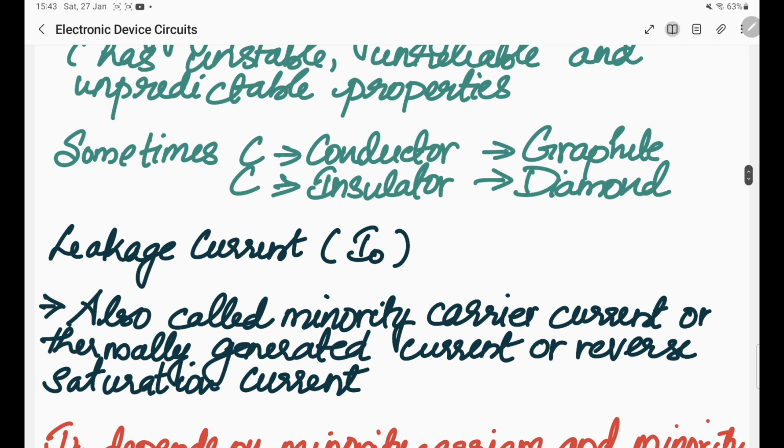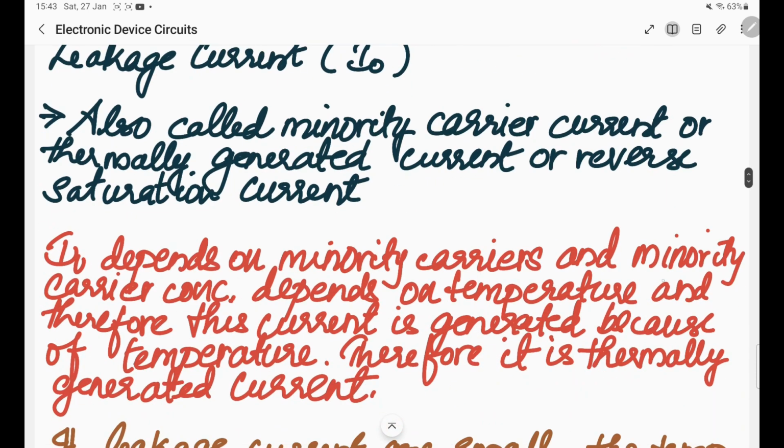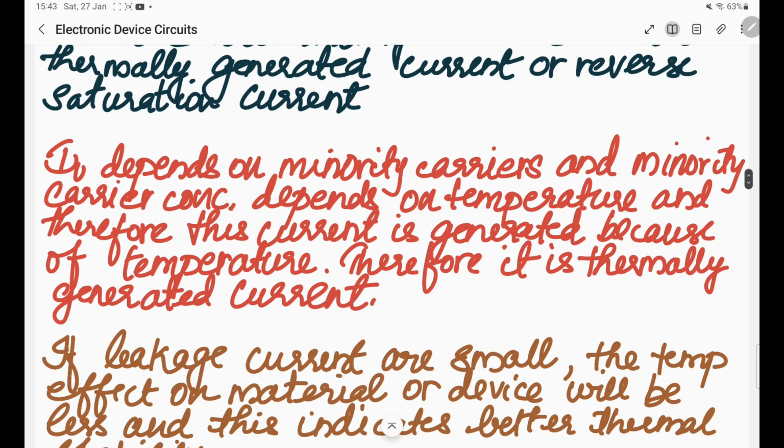Okay, so now let's go back to the leakage current IO. It is also called minority carrier current, thermally generated current or reverse saturation current. Leakage current depends on the minority carriers, and the minority carrier concentration depends on temperature, and therefore this current is generated because of temperature. So it is also called a thermally generated current.